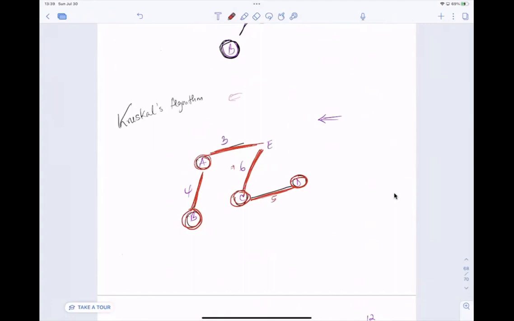What is Kruskal's algorithm? What does Kruskal say? I think people can also unmute and talk if that's faster. Yeah, you can.